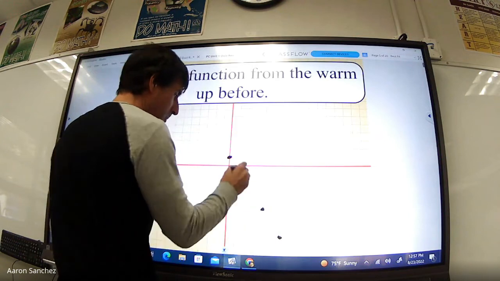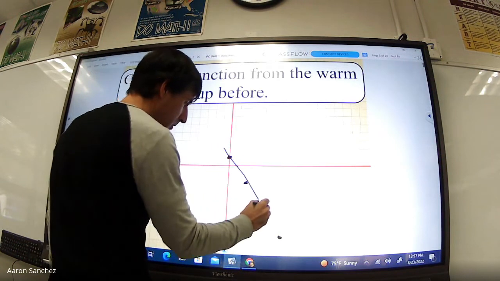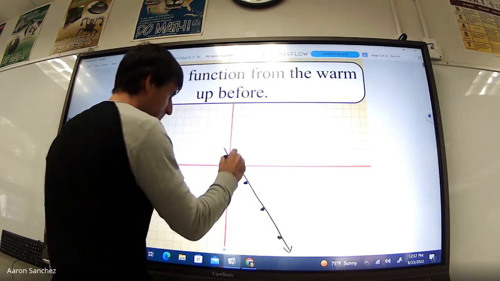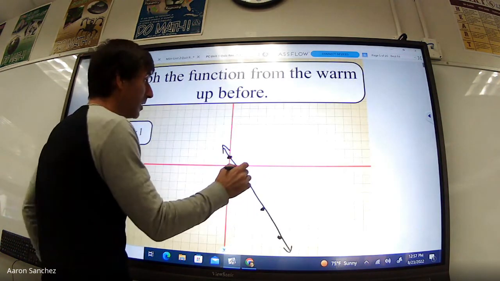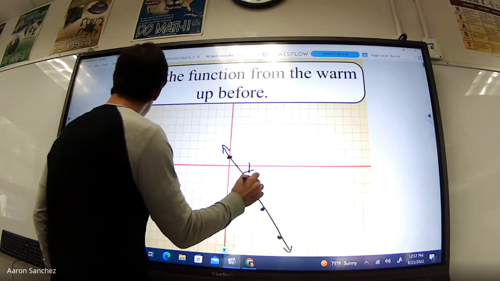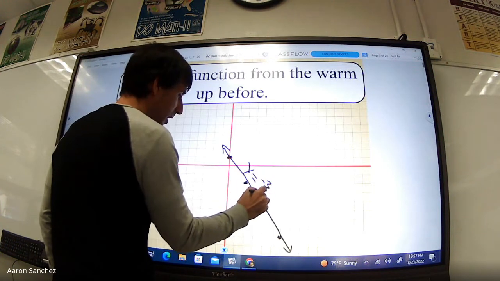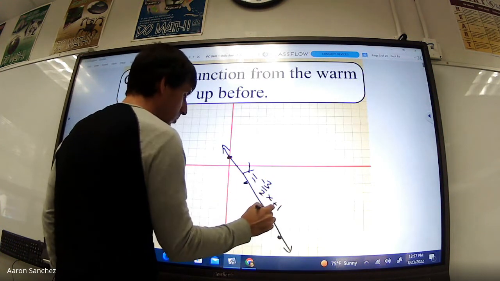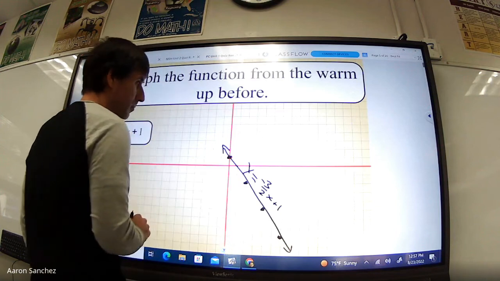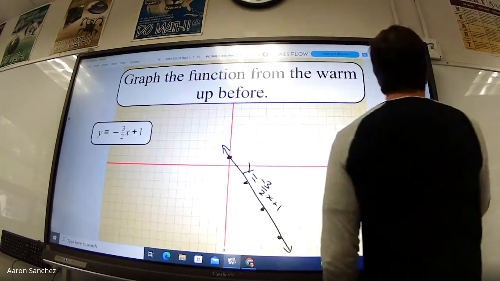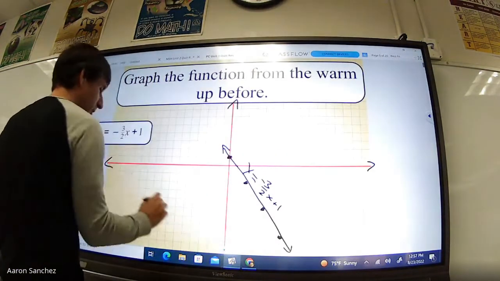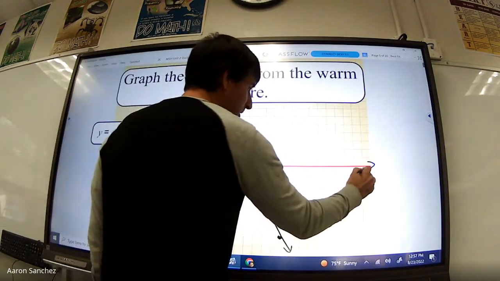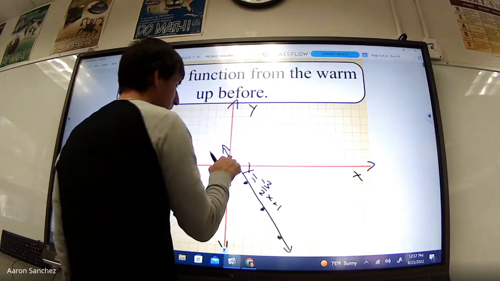How many points do you need to make a line? You only need 2. Now use a straight edge. That's ugly. I can't do straight edge on the TV. I tried it before. Doesn't work. But label it. Y equals negative 3 over 2x plus 1. Please label your graph. X-axis, y-axis, and we need our scaling.